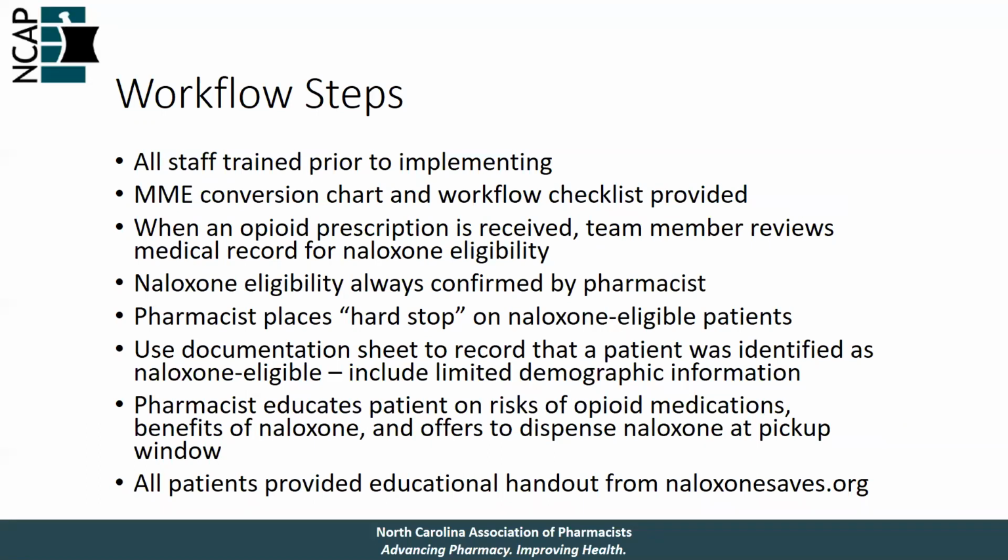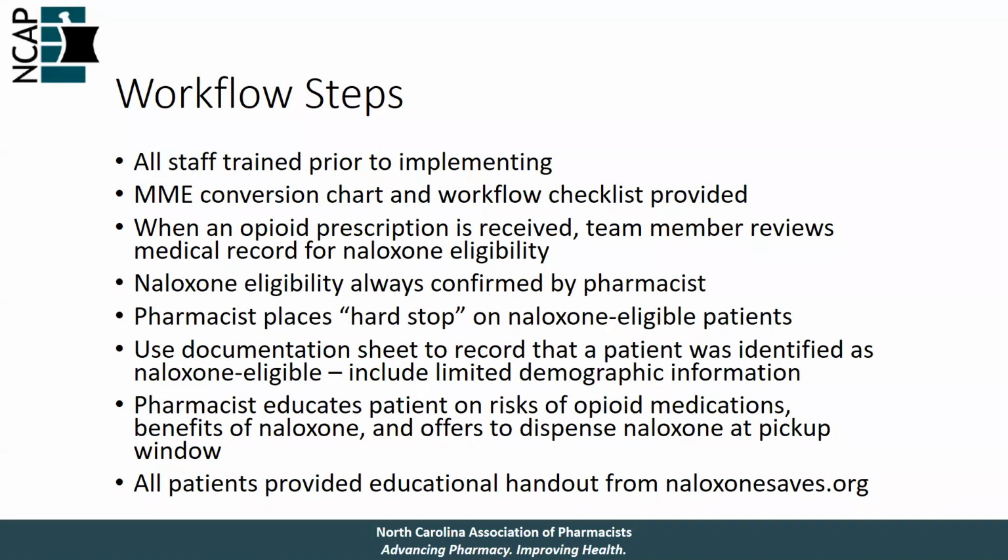Next, we want to make sure that we're tracking our processes and making sure that they're effective, in other words, quality assurance. So we're going to use a documentation sheet to record that a patient was identified as naloxone eligible, and we want to include limited demographic information. So things like the gender of the patient, the age of the patient, and then whether or not they met that naloxone eligibility.